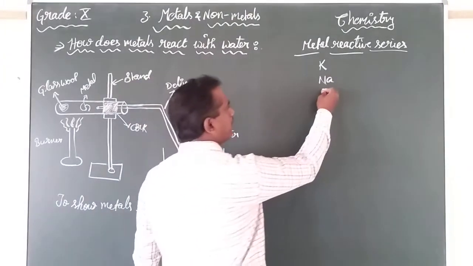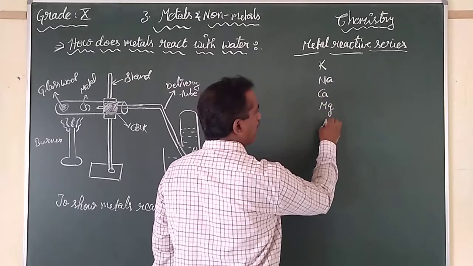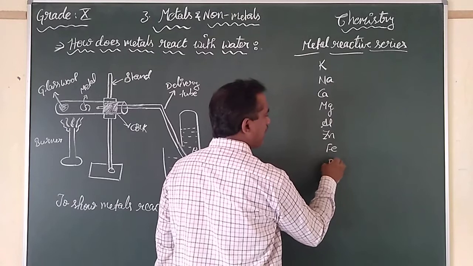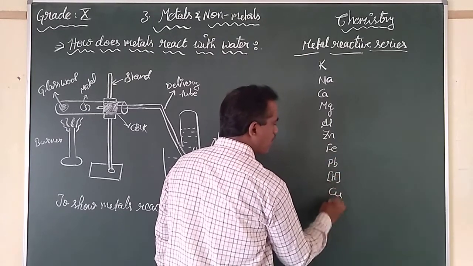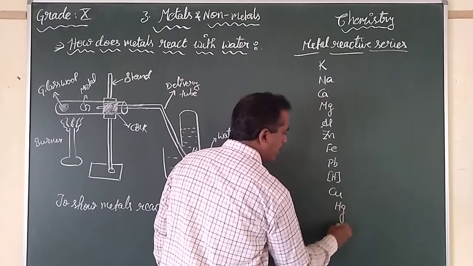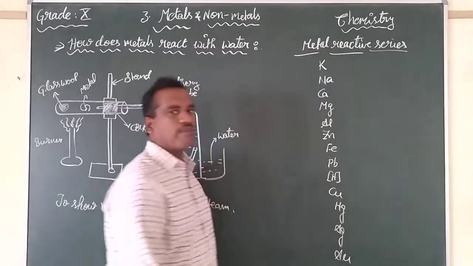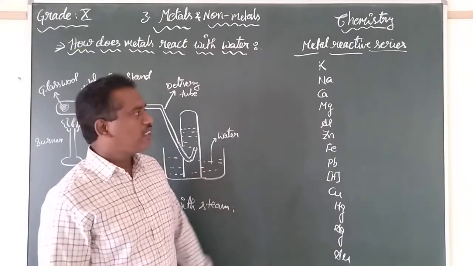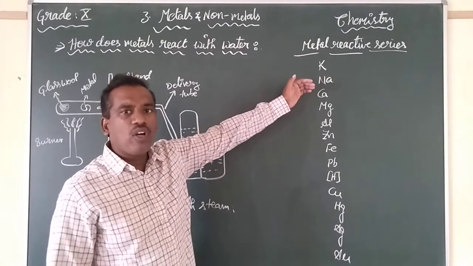Followed by that, we have the metals like calcium, magnesium, aluminium, zinc, iron, lead, hydrogen, copper, mercury, silver, and gold. I am not giving the names, I am giving only the symbols. So this is what we call the metal reactive series.